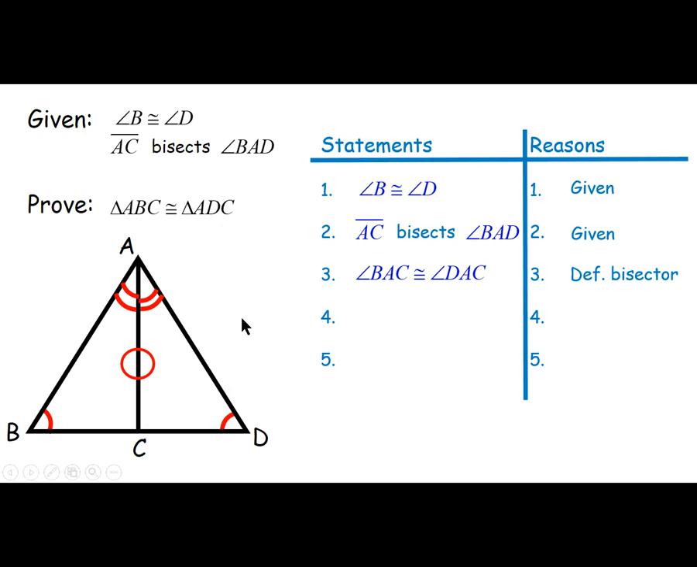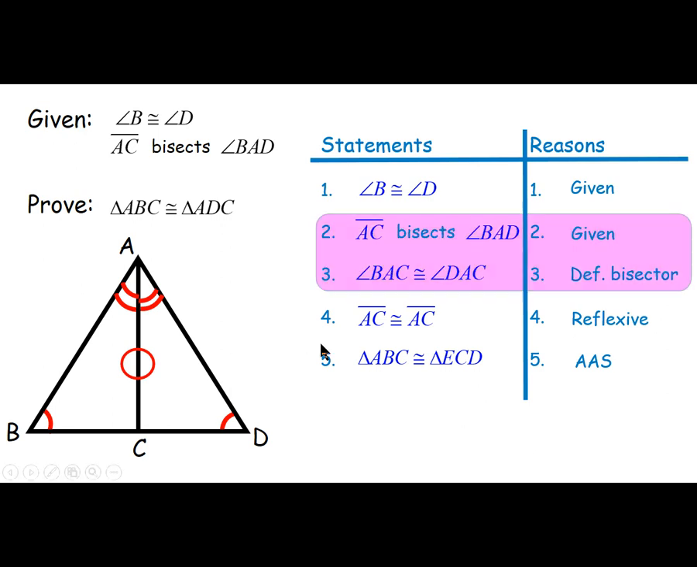Finally, what else did we add to this picture? Well, we added the circle here indicating that segment AC is congruent to itself. So AC is congruent to AC, and anytime something's congruent to itself, that's the reflexive property. Finally, we said the two triangles are congruent to each other, and that's what we were trying to prove. And the reason for that, angle, angle, side.